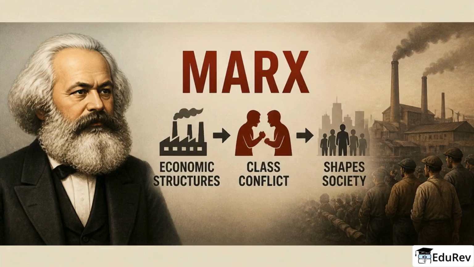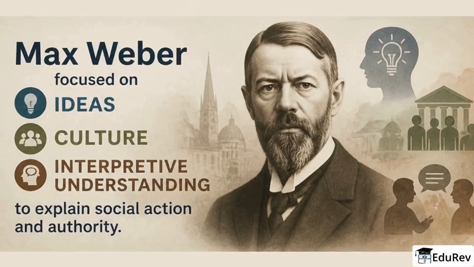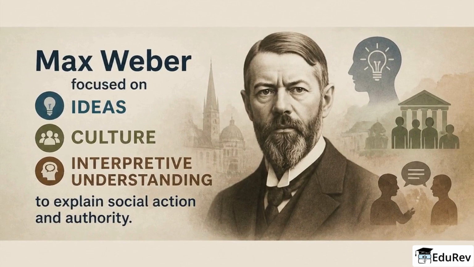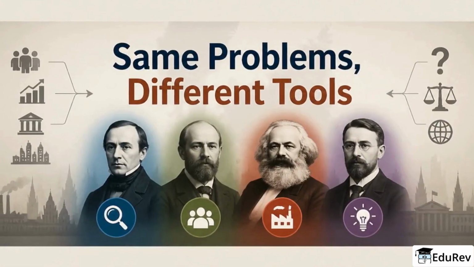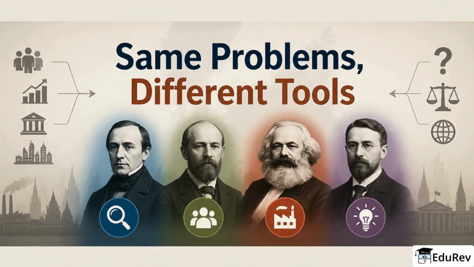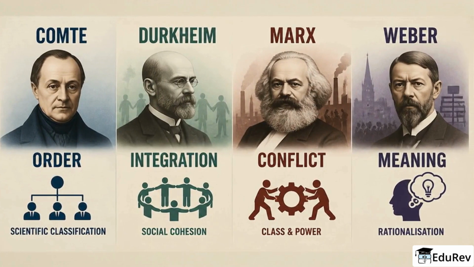Karl Marx looked at economic structures and class conflict, arguing that modes of production shape social life. Max Weber emphasized ideas, culture, and interpretive understanding to explain social action and authority. Each founder was responding to the same modern problems, but with different tools and questions. Comte wanted order and scientific classification. Durkheim wanted social integration. Marx wanted to explain conflict, and Weber wanted meaning and rationalization.